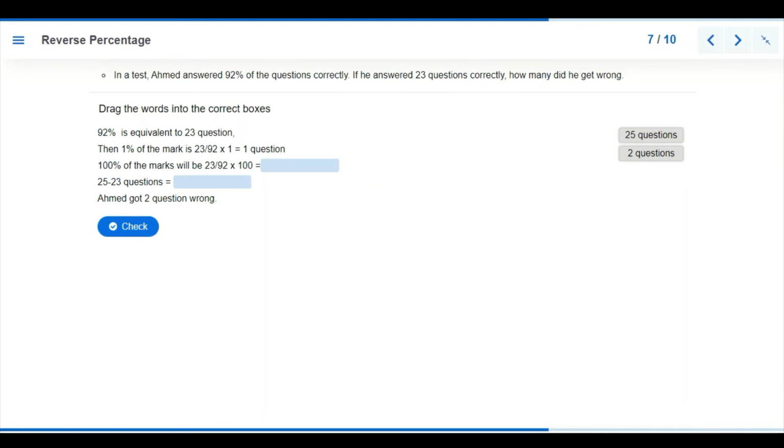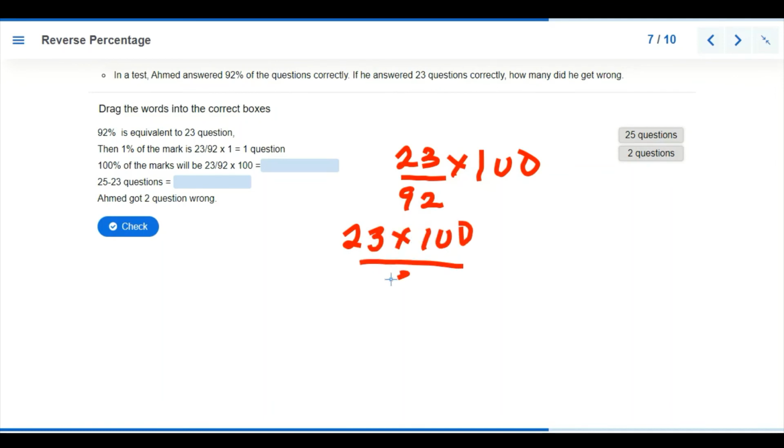So let's work that out and see what we have as an answer. Let's solve. We have 23 over 92 times 100. So if you have that, we have 23 times 100, everything over 92. That is going to give us what?